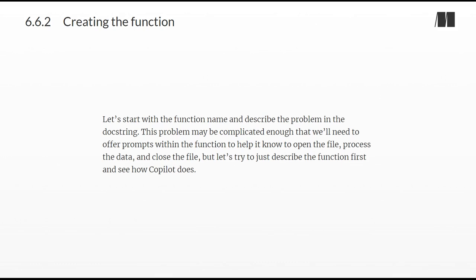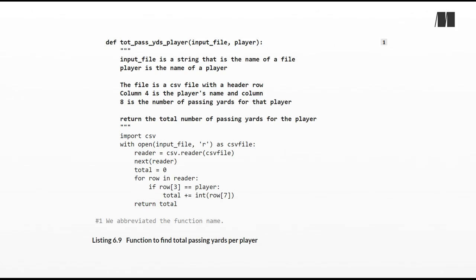Section 6.6.2, creating the function. Let's start with the function name and describe the problem in the docstring. This problem may be complicated enough that we'll need to offer prompts within the function to help it know to open the file, process the data, and close the file. But let's try to just describe the function first and see how Copilot does. Listing 6.9. Function to find total passing yards per player.